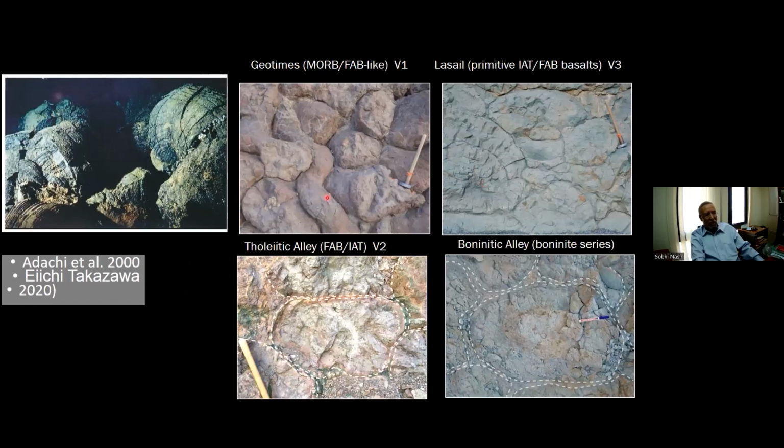Here are examples of these volcanics, actually. This is the Geotimes lava, where you can see the tubes. Typically, it's similar to the tubes of present-day ocean volcanism. And this one gave us a MORB chemical composition, followed by V2, called the Alley lava, giving us an island arc tholeiite and boninitic composition. And at the end, we have the Lasail volcanics, which give us alkaline composition.